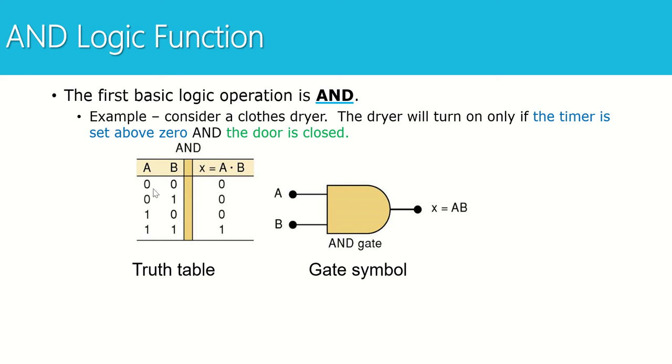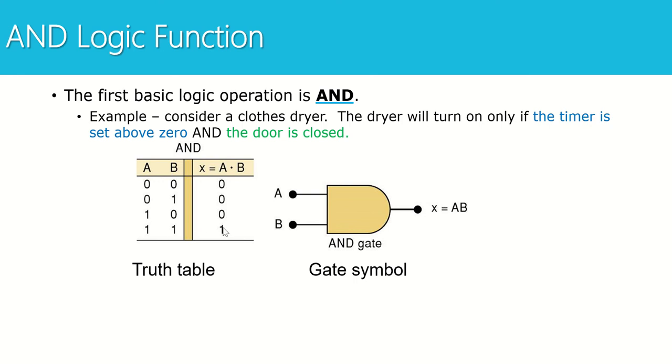And if neither one of these things happen, then the output is a 0. If A is 0 while B is 1, the output is still a 0. If A is 1 while B is 0, the output is still 0. And then if A is 1 while B is 1, we get a 1.